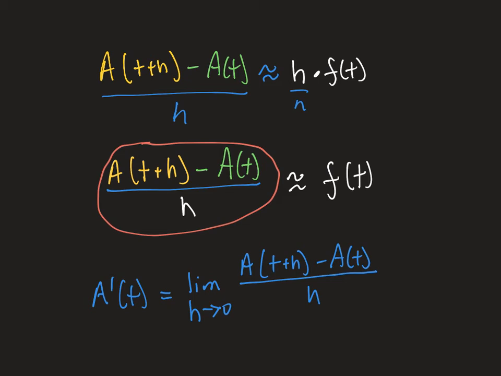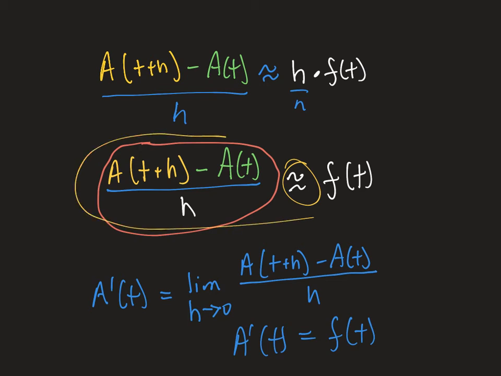And so I can take this a step further, and I can say, as h goes to 0, a prime of t equals f of t, right? Right now, this relationship here is approximate. But if I send h to 0, it's going to get right into f of t. And I know that because of the picture. I'm not making that up.